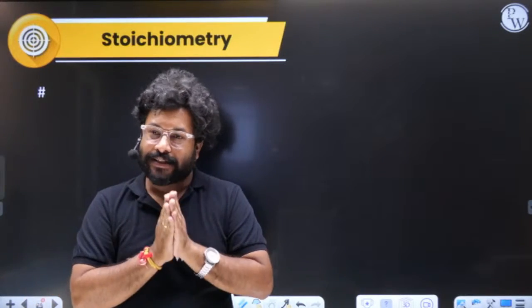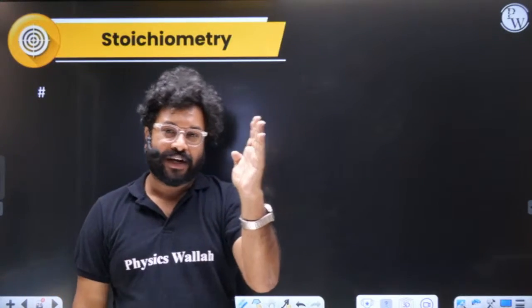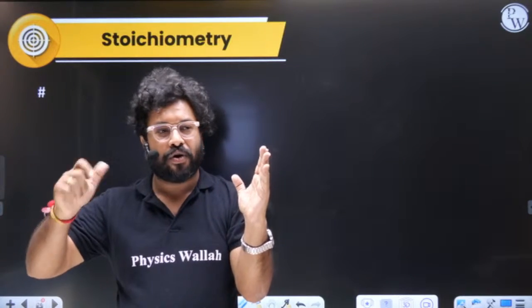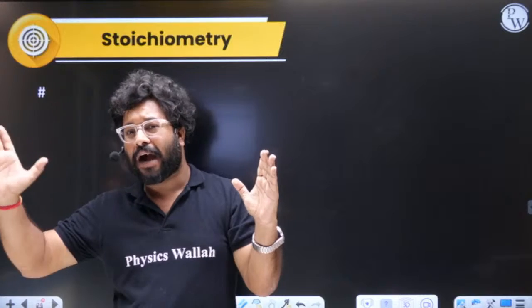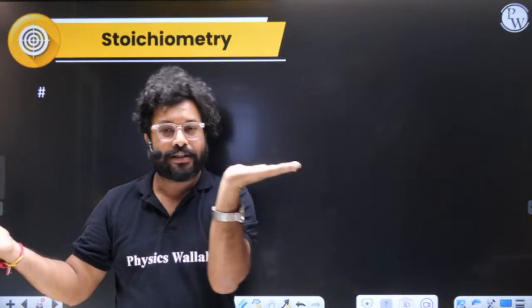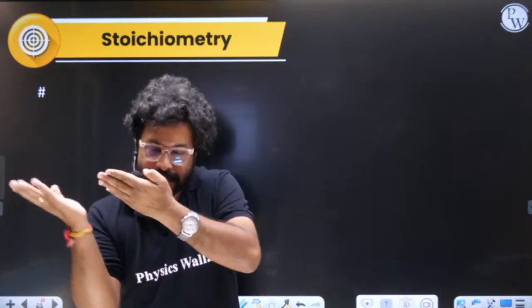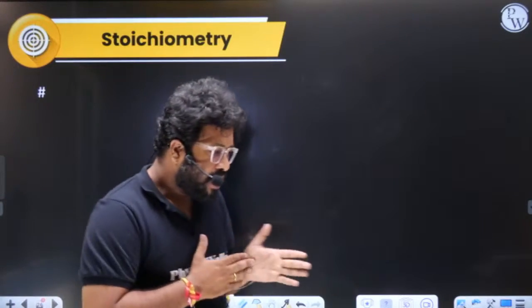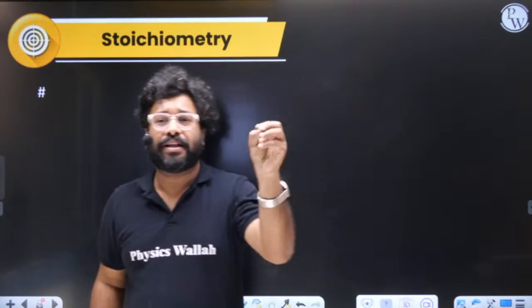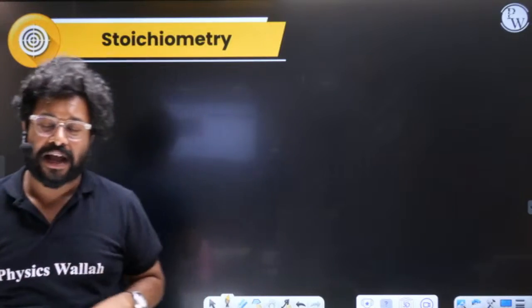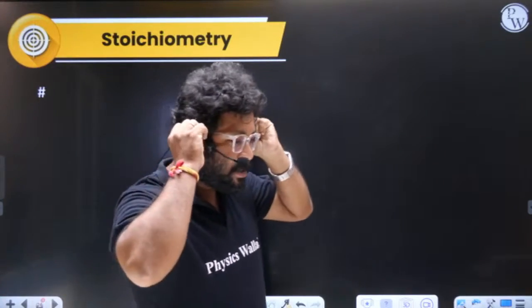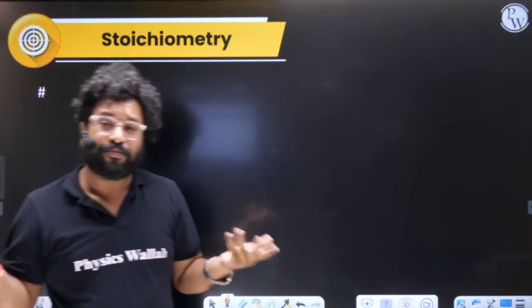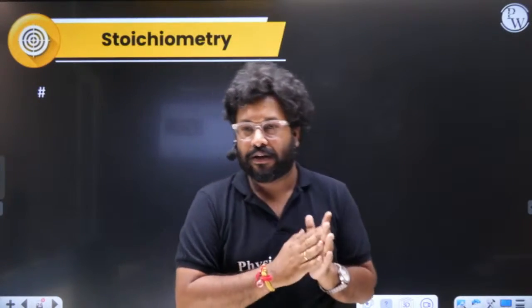Now let's take this ratio. For 1 cup of tea, I need 1.5 teaspoons of sugar, 1 teaspoon of tea powder, and half a cup of milk. Now this is the ratio. This is the stoichiometry. Now suppose one fine day, guests arrive at my house. There are 6 guests overall, so I need to prepare 6 cups of tea.